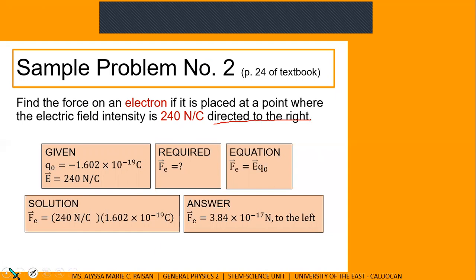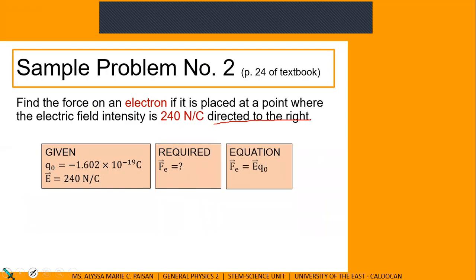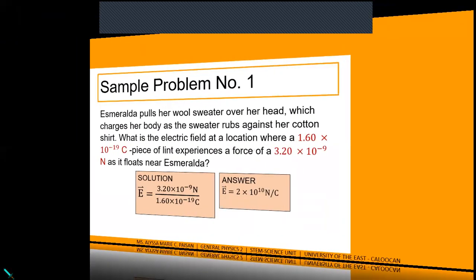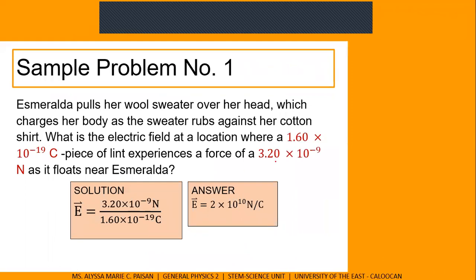No directions involved, right? It didn't mention any direction. Although you can put one in. Wala siyang sinabi kung anong direction ng force, diba? Ayan, as it floats near Esmeralda lang. So, hindi na natin lalagyan ng direction yung electric field.